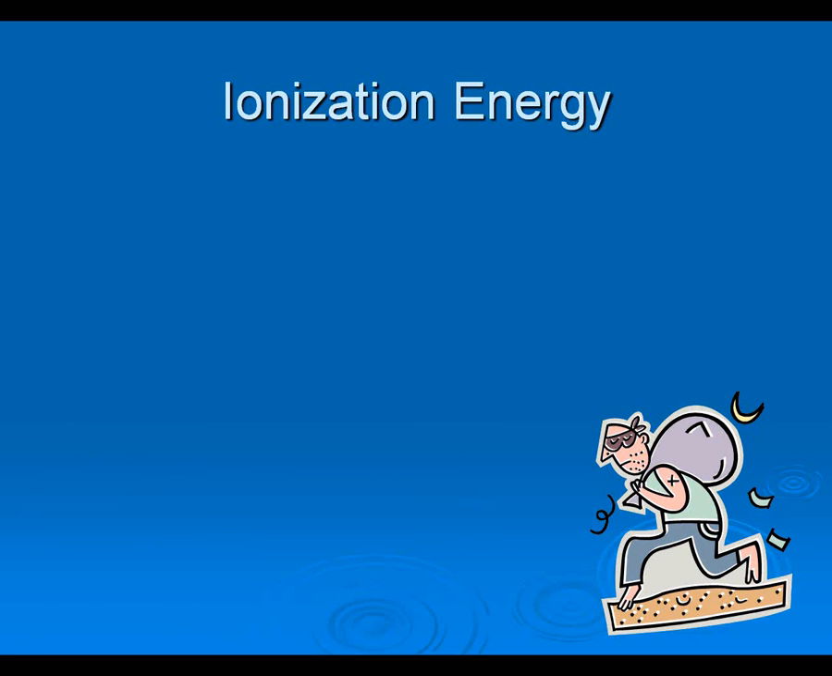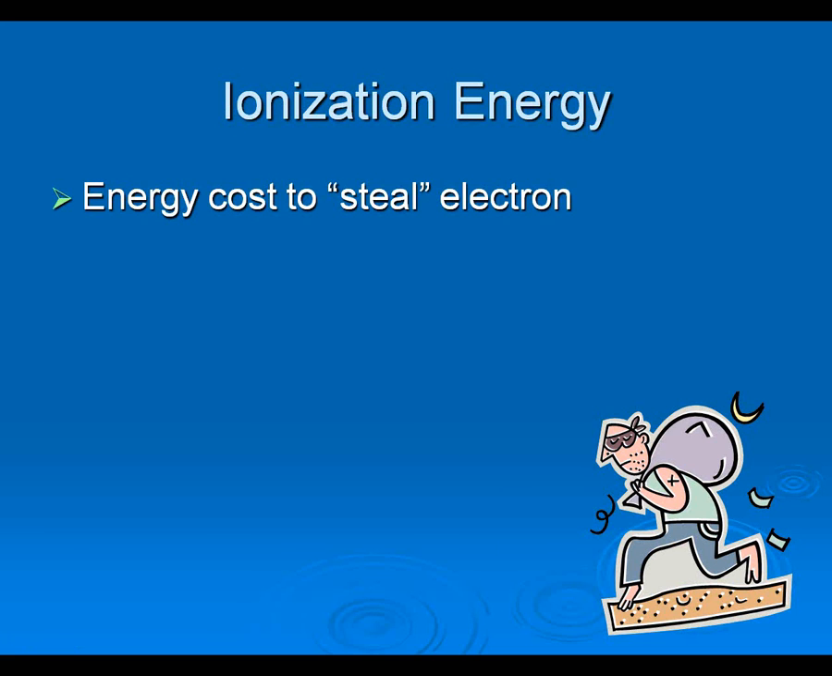Another property that's going to come up in lab is called ionization energy. So if you remember that word ion, it means a charged either atom or group of atoms. Ionization energy is the energy required to create an ion. And specifically, it's the energy required to take an electron away, to remove an electron from an atom. Energy cost to steal an electron. So there's an energy value associated with this.